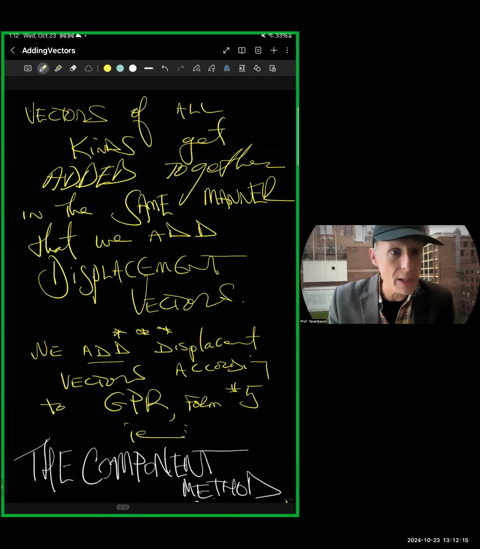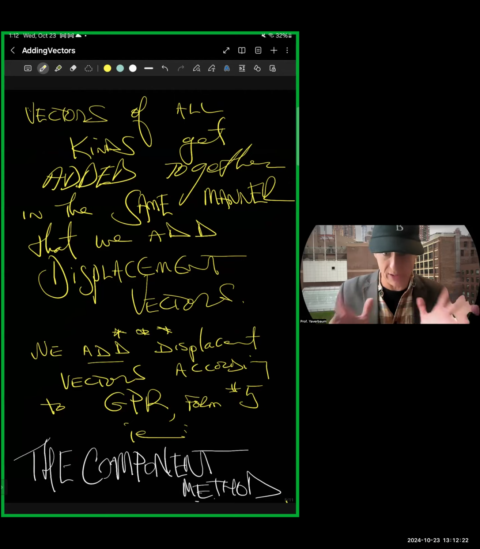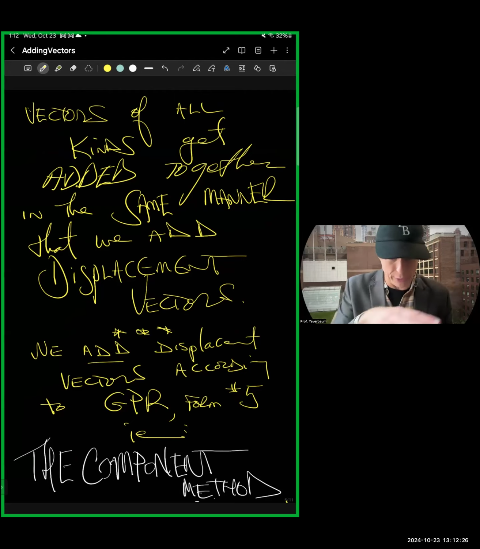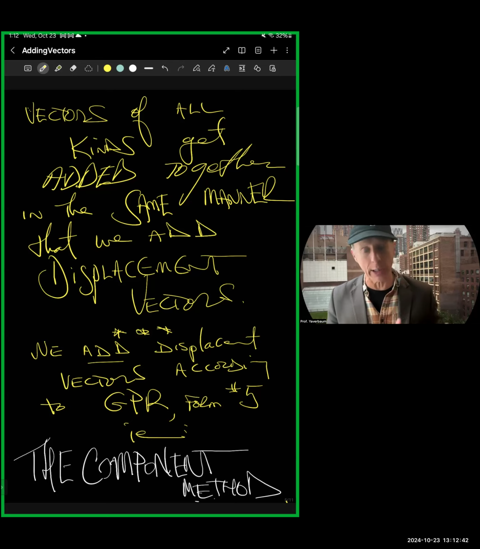So it says, vectors of all kinds can get added together. And the way we add them together is the same way. And so I'm going to show you through displacement vectors now. We add displacement vectors according to this GPR, this principle I keep saying. We're going to add displacement vectors by recognizing that every 2-dimensional quantity is really two 1-dimensional quantities occurring simultaneously yet independently.